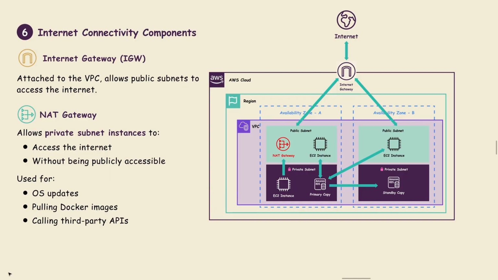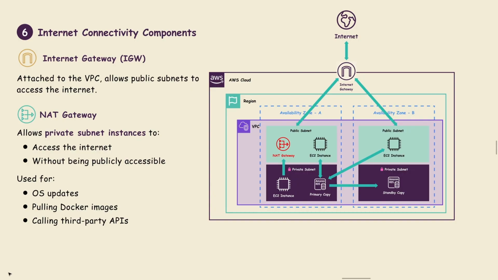NAT Gateway. Now, private resources often need internet access, but they should not be reachable from the internet. This is where the NAT Gateway is used. A NAT Gateway is deployed inside a public subnet, but it serves private subnets. Its purpose is to allow private instances to access the internet outbound without becoming publicly accessible. For example, private servers may need to download operating system updates, pull Docker images, call external APIs, or install software dependencies. The NAT Gateway allows outbound communication while blocking unsolicited inbound connections, so traffic can go out, but nothing from the internet can directly come back in.